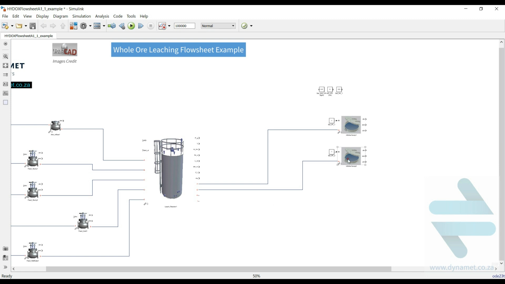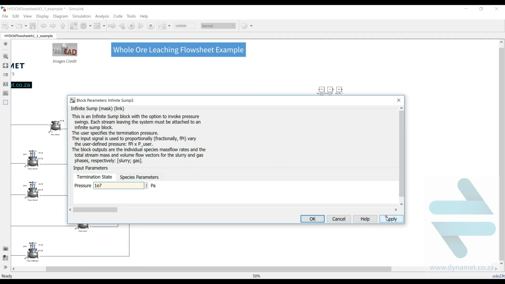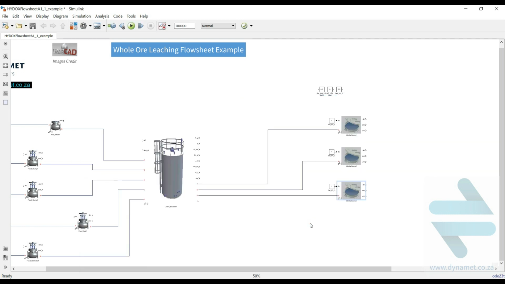When adding a series of leach tanks, this line would obviously be connected to the second tank in the cascade arrangement. The tank underflow pipe is also connected to the next sump, but unlike the other sumps, some large pressure is specified. Here we specify 1e7 pascals or 100 bars to make sure we prevent the tank from draining through this pipe.